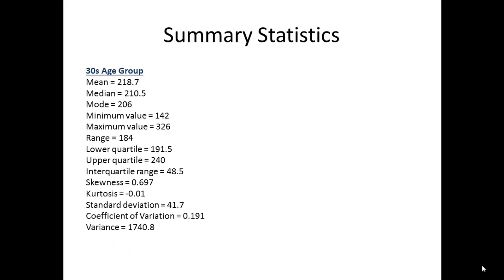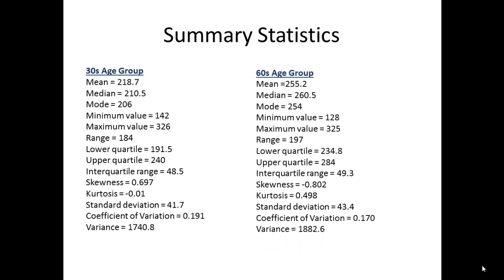These are the summary statistics for the 30s age group and the 60s age group. The more important ones are mean, median, lower quartile, upper quartile, and the interquartile range. Take your time to read through them.